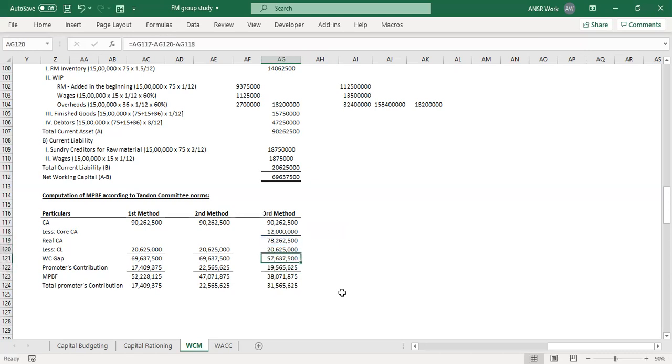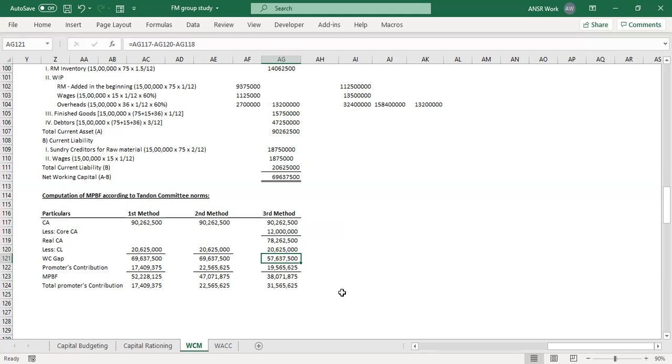Awesome. Now, you first of all deducted the core current assets. You have already calculated the real current assets, am I right? 78 to 62. Yeah. So now from that you deduct the current liabilities also. Then you calculate the working capital gap.